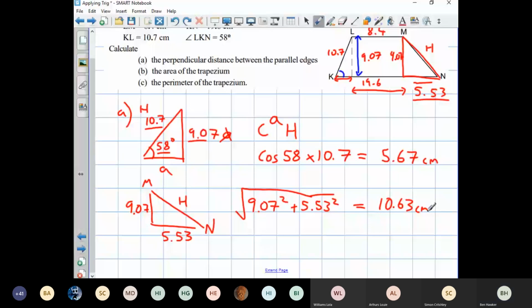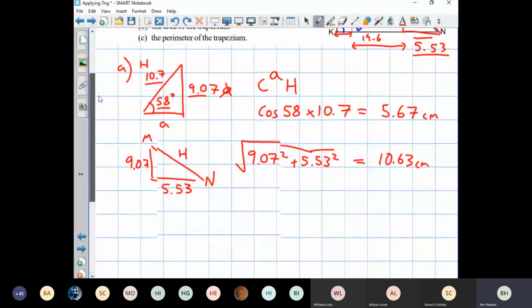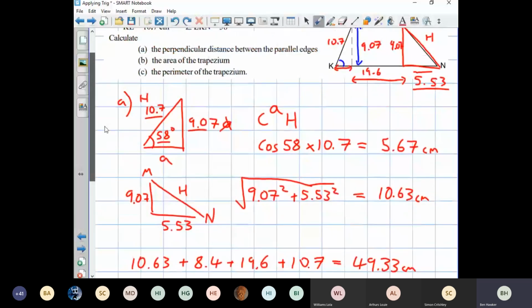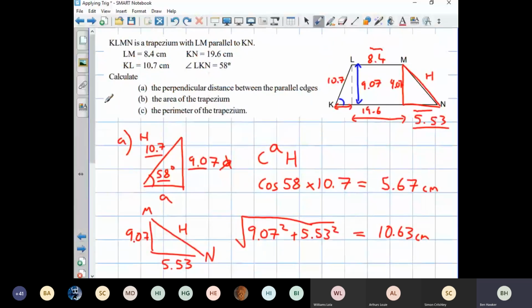And finally, I'm going to add up all of my sides, so the one I've just calculated, plus 8.4, plus 19.6, plus 10.7, in order to find the perimeter, and that gives me 49.33 centimeters. Okay, so that final part, quite a long-winded way. Again, there'll be different ways that you could have calculated that. However, that's, I think, the most efficient way.